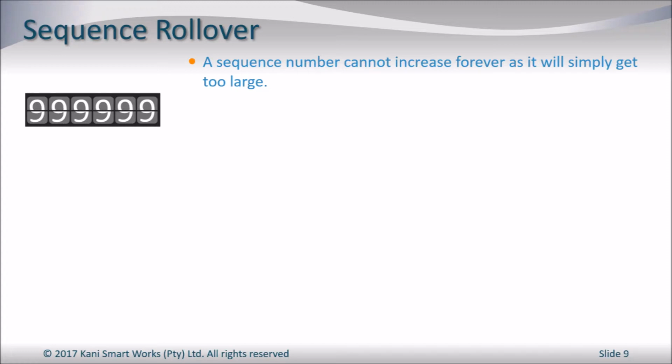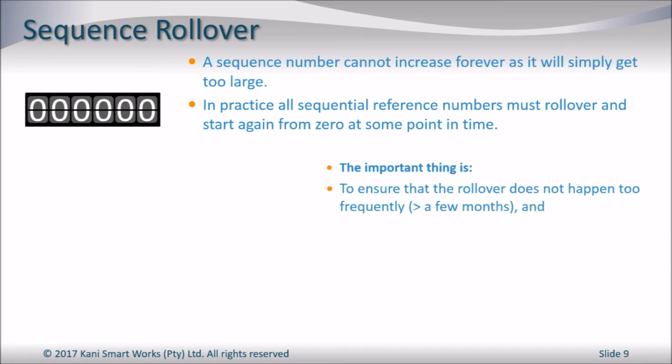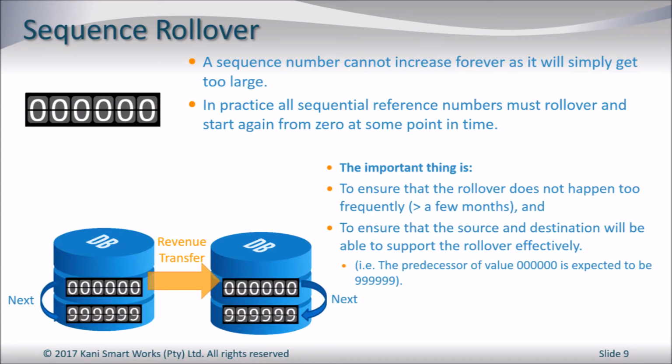We also need to consider a sequence rollover. A sequence number cannot increase forever as it will simply get too large. So in practice, all sequential reference numbers must roll over and start again from 0 at some point in time. So the important thing is to ensure that the rollover doesn't happen too frequently, and to ensure, of course, that the source and destination will be able to support the rollover effectively.